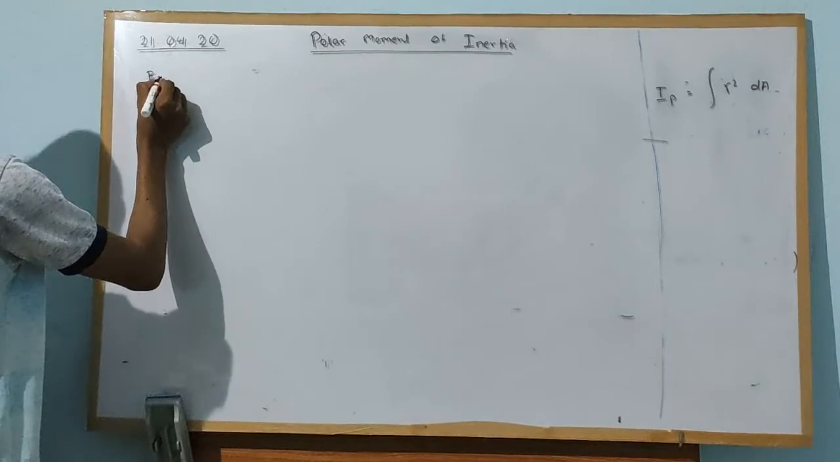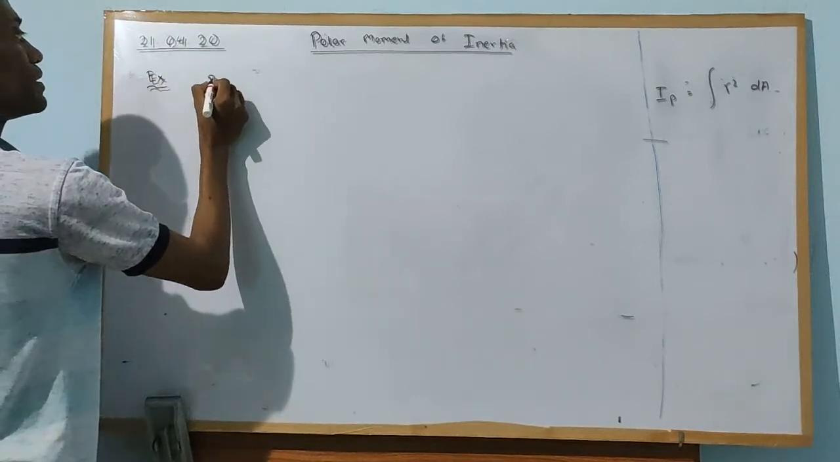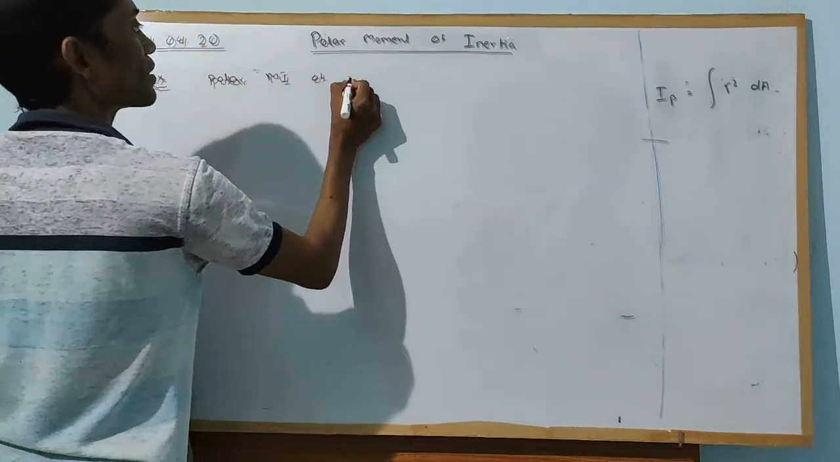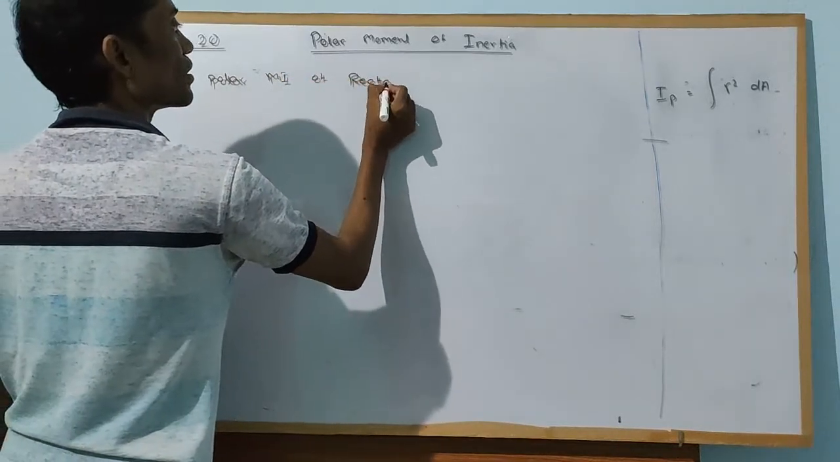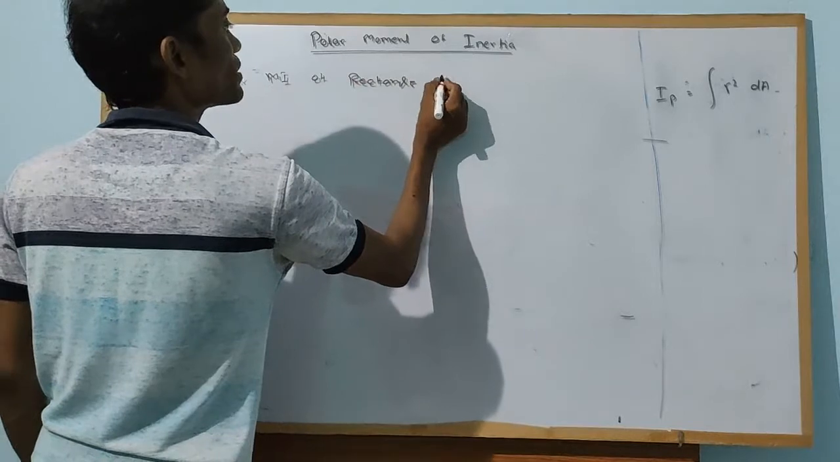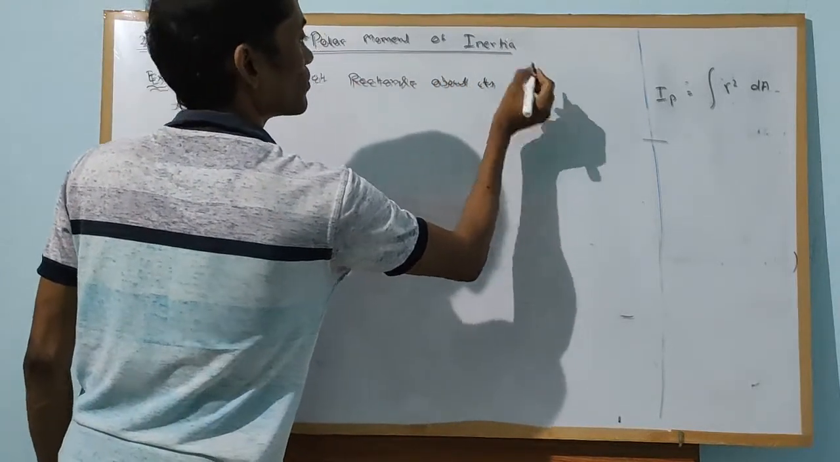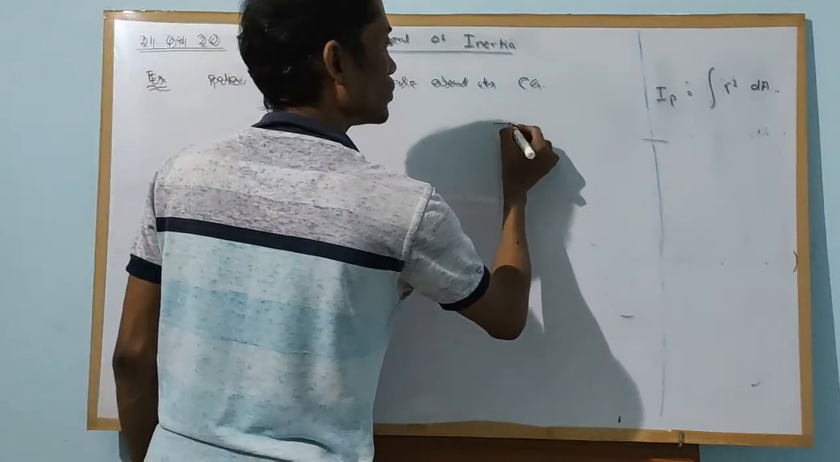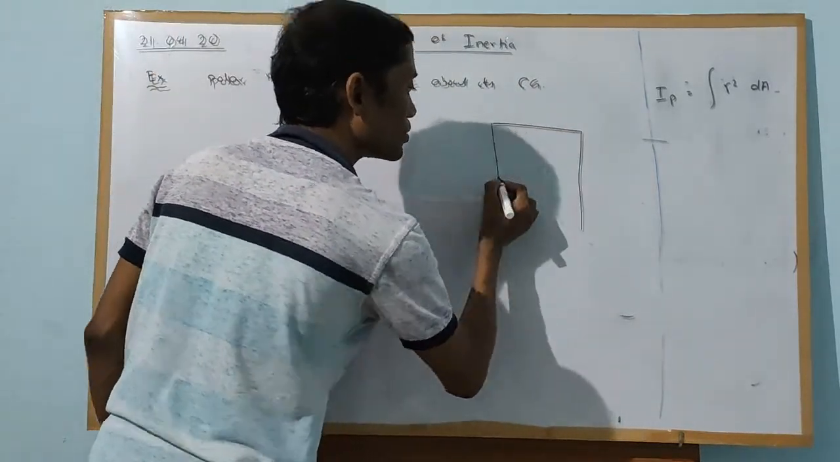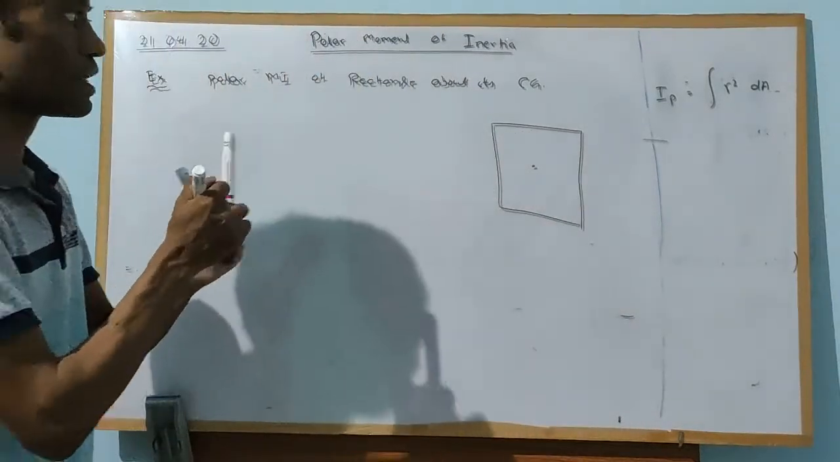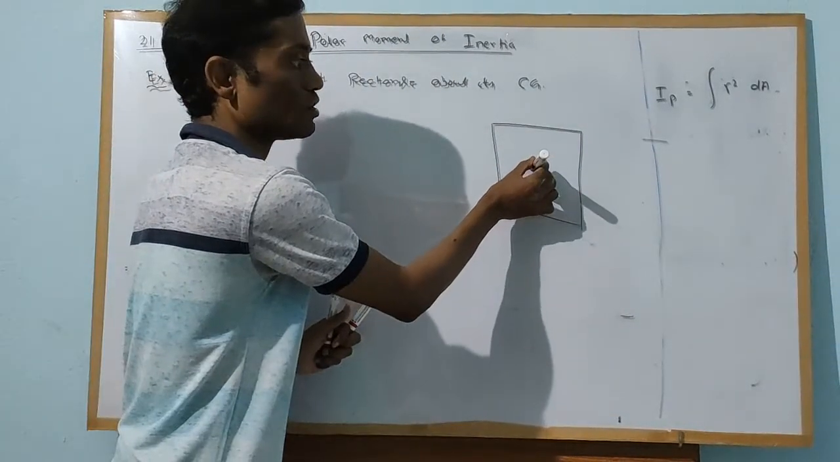Example: polar moment of inertia of a rectangle about its CG. Polar moment of inertia of a rectangle about its CG. That means about which axis do you have to find the moment of inertia? About the axis through the CG which is perpendicular to this plane.